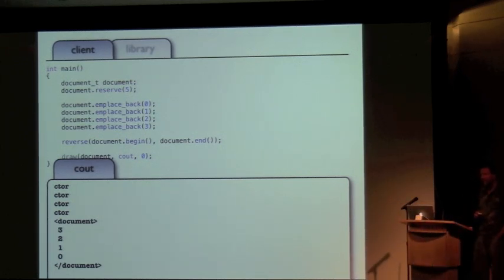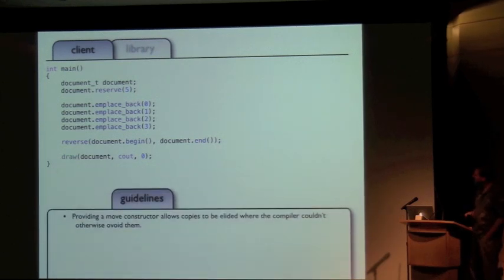So in general, though, I'm going to say don't bother unless you profile and you see that your swap is slow, that those moves are costing the same. Okay. So now you see it prints out our reverse document. So providing the move constructor allows copies to be elided where the compiler couldn't otherwise do it.